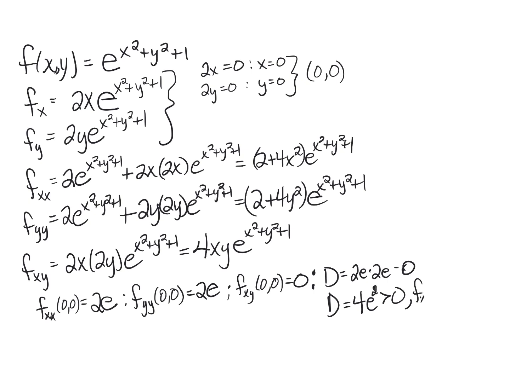e squared, which is positive, and the double x derivative is 2e, which is also positive. That makes this point concave up, and concave up means that it is a minimum.